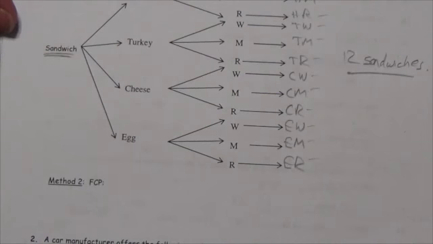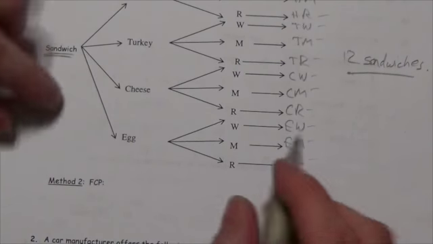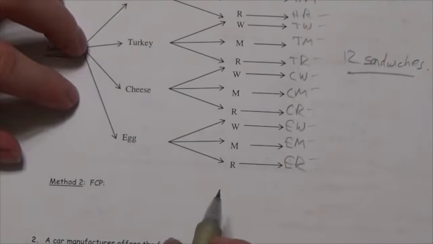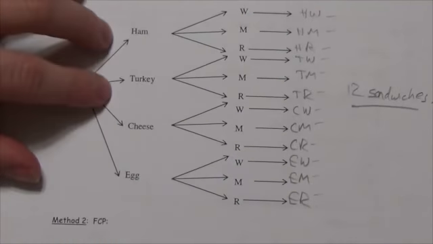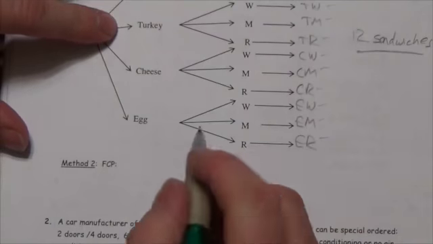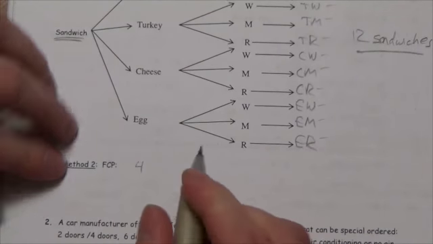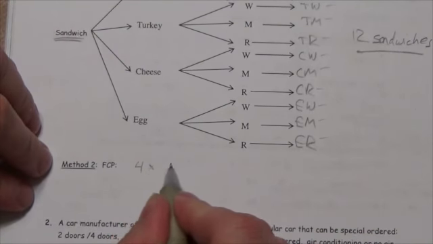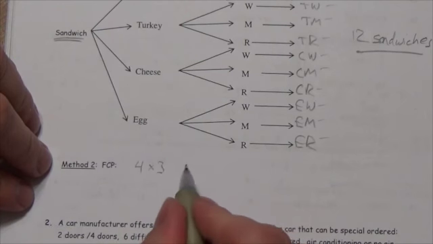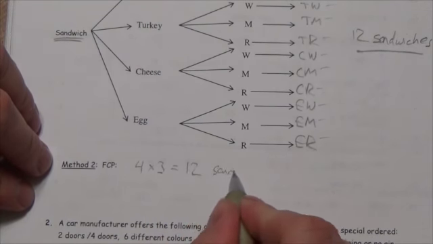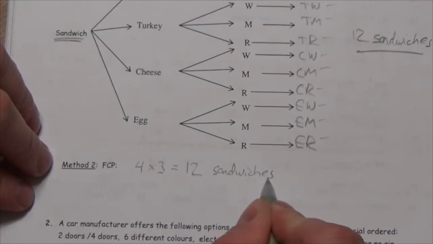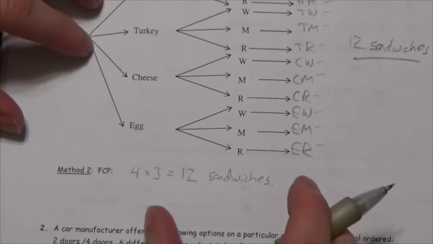Another way of figuring it out is to do this. We've got two subtasks here. We have to choose the type of sandwich and the type of bread. We have 4 choices for the type of sandwich and 3 choices for the type of bread. The product of 4 and 3 is 12 different sandwiches. So, two ways of doing it here.